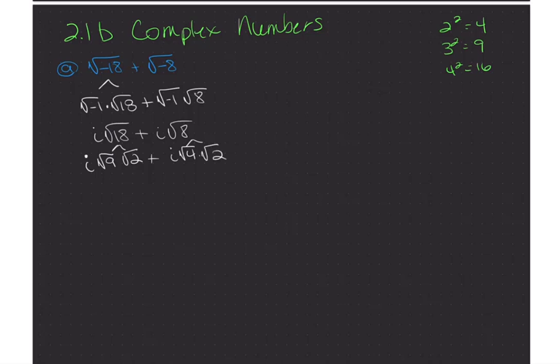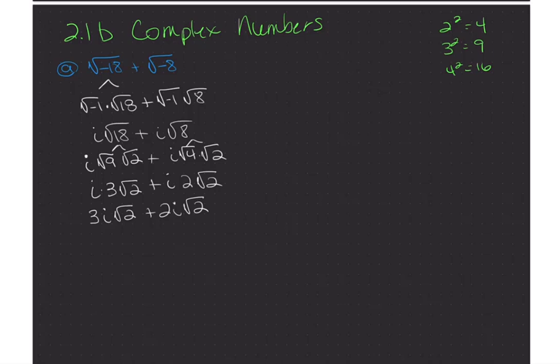So now I can continue to simplify this. I know that my square root of 9 is going to give me 3. And if we want, here we can do i times 3 times the square root of 2 plus, we still have our i, the square root of 4 is 2, and we have our square root of 2. Usually we try to write the real number first and then the imaginary. So I'm going to write this as 3i times the square root of 2 plus 2i times the square root of 2, maybe to help put things in order.